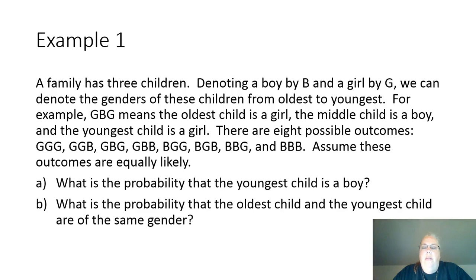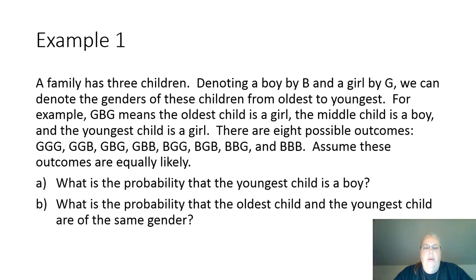Denoting a boy by B and a girl by G, we can denote the genders of these children from oldest to youngest. For example, G, B, G means the oldest child is a girl, the middle child is a boy, and the youngest child is a girl. There are 8 possible outcomes: GGG, GGB, GBG, GBB, BGG, BGB, BBG, and BBB. Assume these outcomes are equally likely.